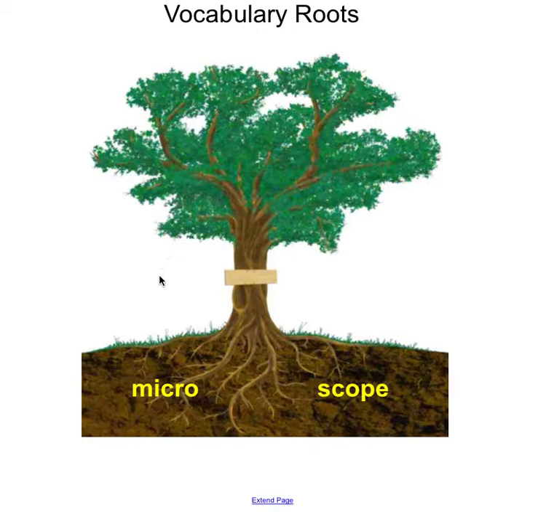So, for example, micro is a root that means small, and scope is a root that means to see. So you may have seen a science tool called a microscope. Those roots help me figure out that a microscope helps us see small things. So I can use those roots to determine a word's meaning.